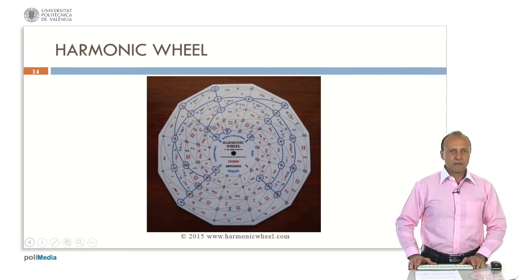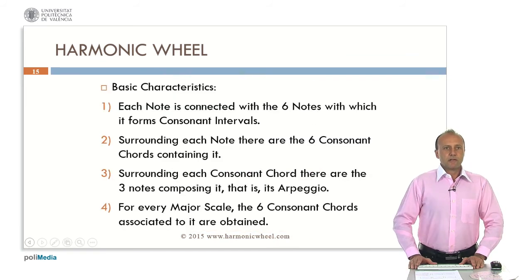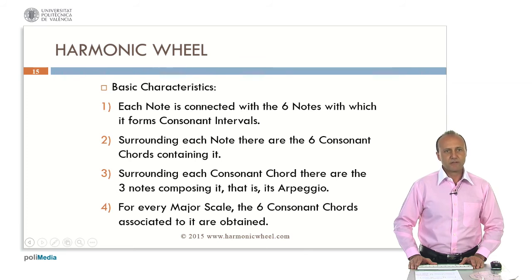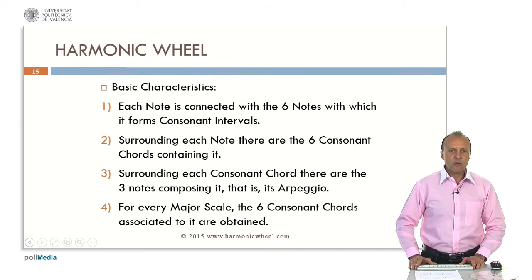This is the final aspect of the harmonic wheel, where I included not only the major scales and its relative natural minor, but also the harmonic minor and melodic minor scales. So the basic characteristics of the harmonic wheel are: each note is connected with the 6 notes with which it forms consonant intervals. Surrounding each note, there are the 6 consonant chords containing it. Surrounding each consonant chord, there are the 3 notes composing it, that is, its arpeggio. And for every major scale, we obtain the 6 consonant chords associated to it.